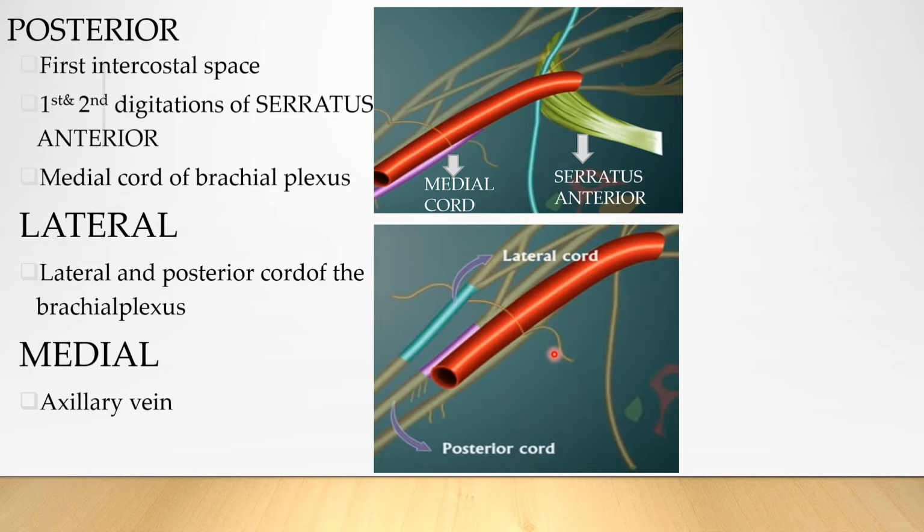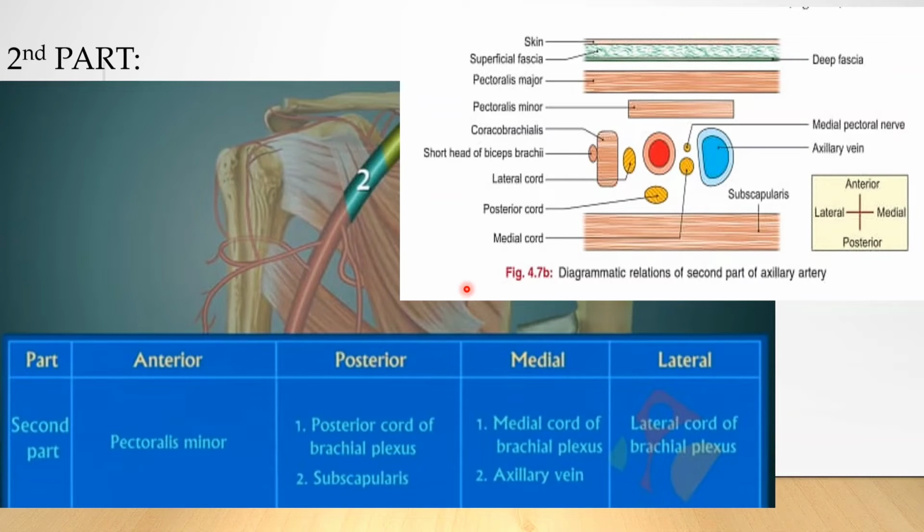Next, coming to medially. Medially, we will have the axillary vein throughout. Next, coming to the second part of the axillary artery. The second part of the axillary artery is beneath the pectoralis minor muscle, which is deeply situated.